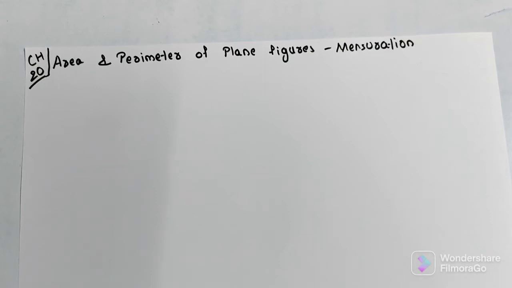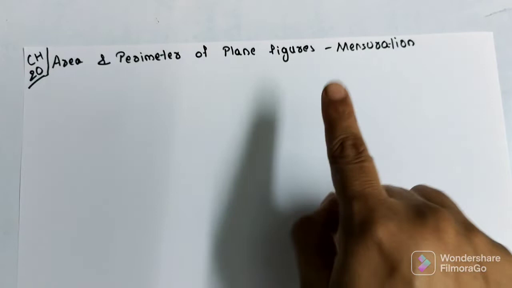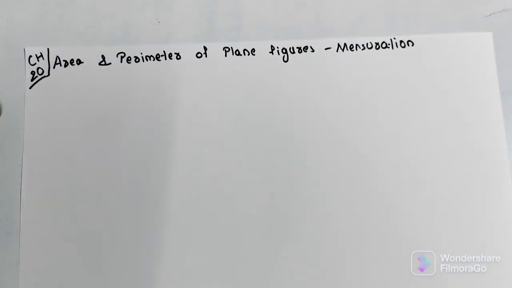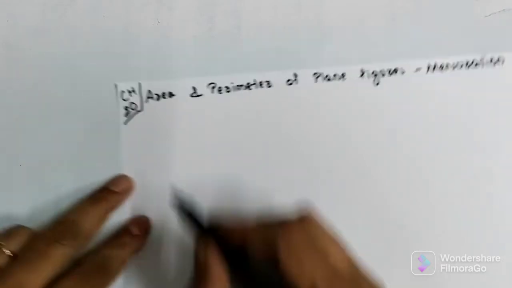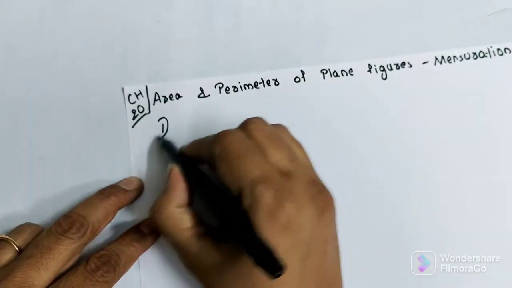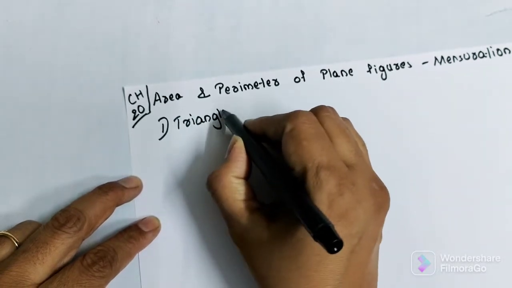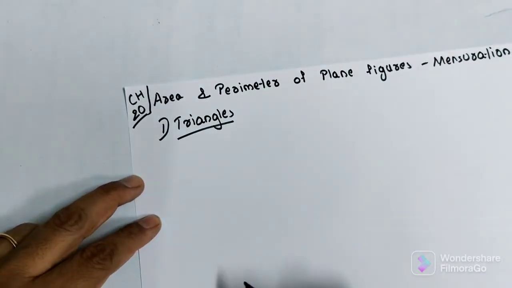Today's topic is to find the area and the perimeter of plane figures, which comes under the mensuration topic, and it is from chapter 20 of the Selina Concise Mathematics textbook for class 9 ICSE students. Today I'm going to list out the formulas which are used for the various types of triangles. This is the main thing we are going to start with: for the different triangles, how to find the area and the perimeter.